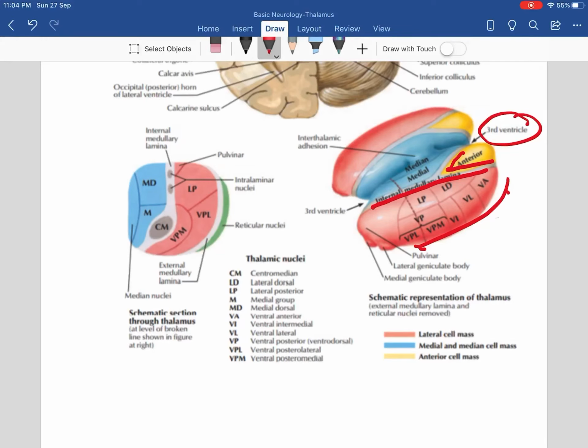This is internal medullary lamina, Y-shaped structure. They have clearly shown. Here it is also Y-shaped structure going. Then this is internal thalamic adhesion. Both thalami are attached to each other by internal thalamic adhesion. They have shown third ventricle also. उसके नीचे third ventricle immediately.